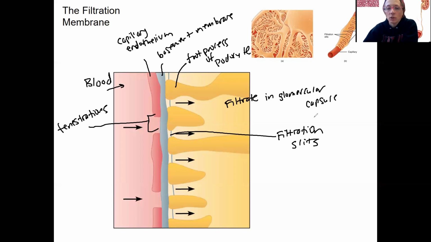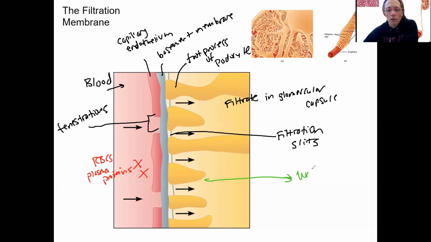And then what this is going to allow, again, is, as I said before, things that cannot go through: red blood cells, plasma proteins such as albumin, IgGs, etc., protein-bound hormones, stuff like that. Things that can go through is pretty much everything else.